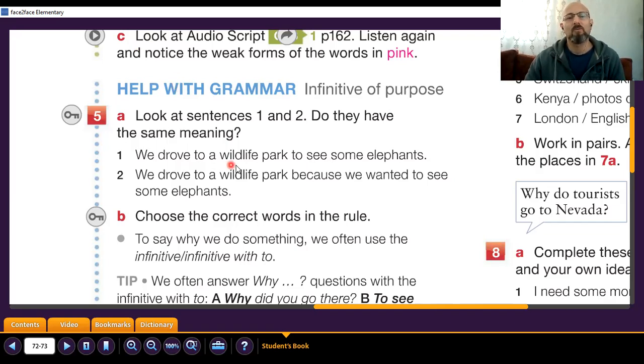We drove to a wildlife park. Why? Number 2, we drove to a wildlife park. Why? Because we wanted to see some elephants. But this is a very long sentence. People don't speak like this. It's 100% correct. But why do we make it very long? We say we drove to a wildlife park. Why?